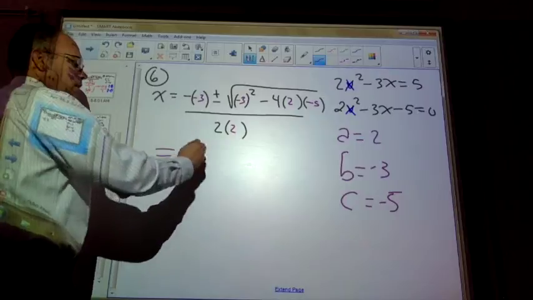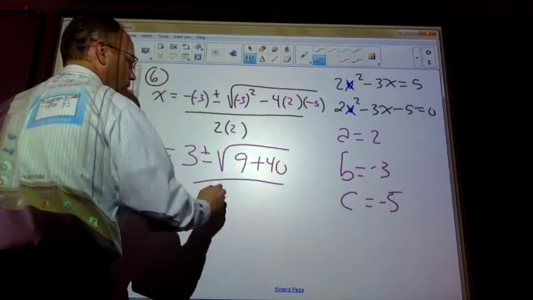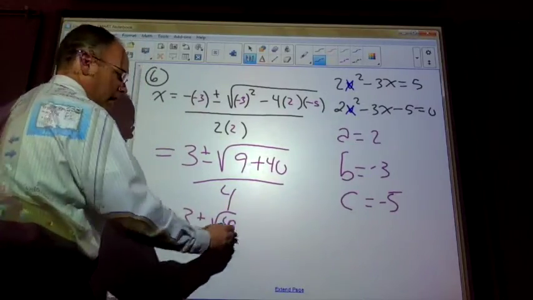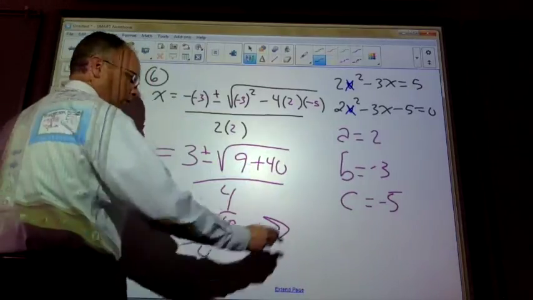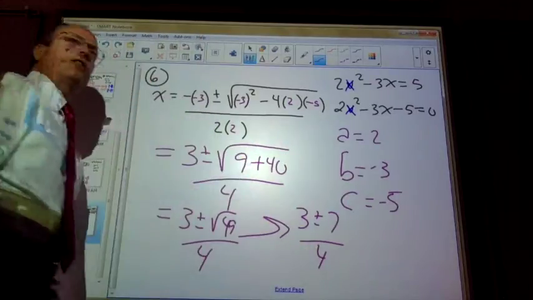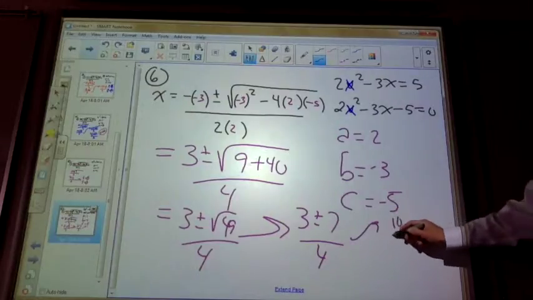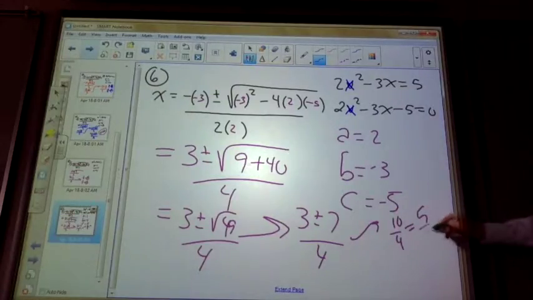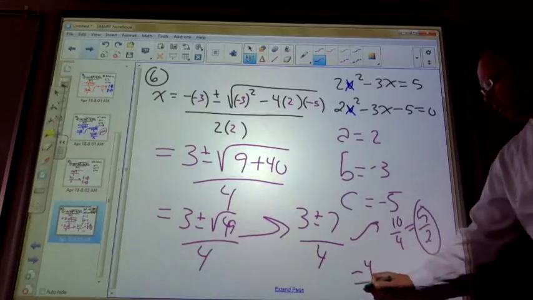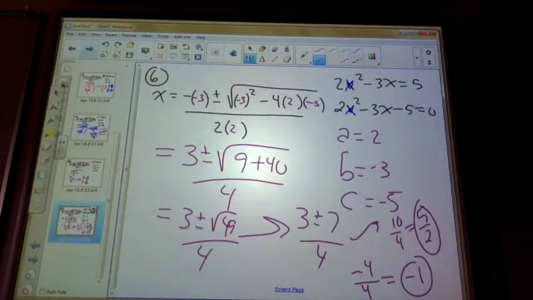Here you go. Plus or minus 9 plus 40 over 4. 3 plus or minus square root of 49 over 4. Square root of 49 is 7. 3 plus or minus 7 all over 4. 3 plus 7 is 10. 10 over 4 reduces to 5 over 2, which is 2.5 if you wanted to go that way. And then 3 minus 7 is negative 4 over 4. That comes out to negative 1. This problem also would have factored if we had chosen to factor it.